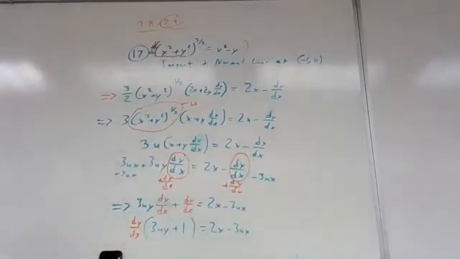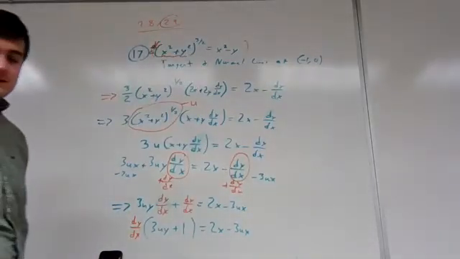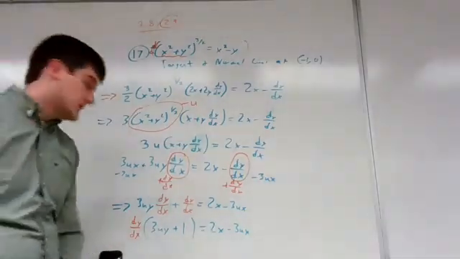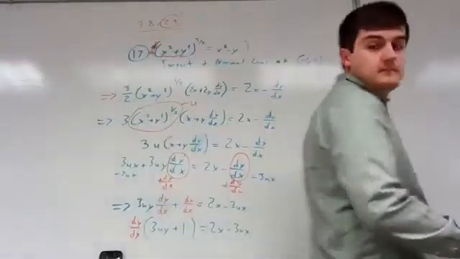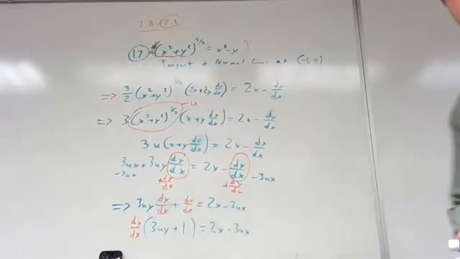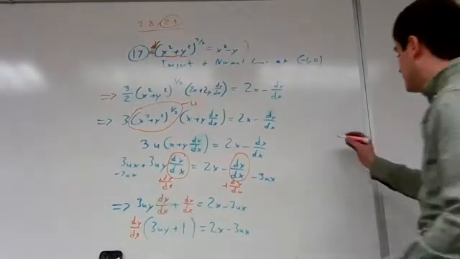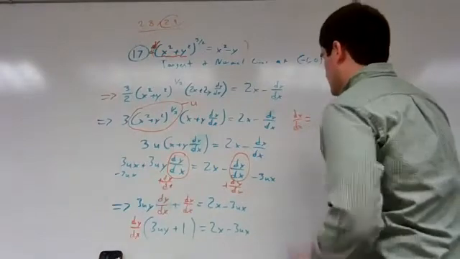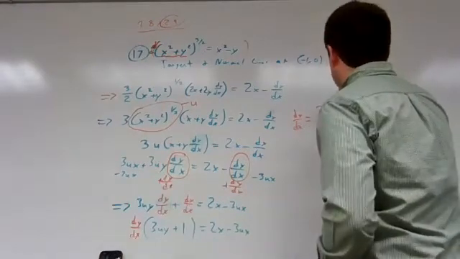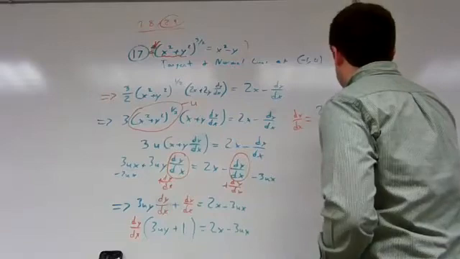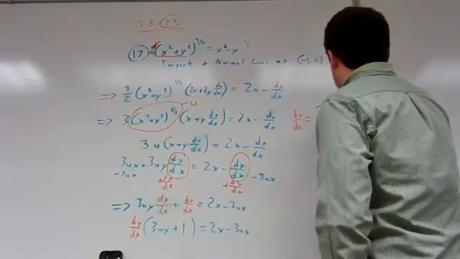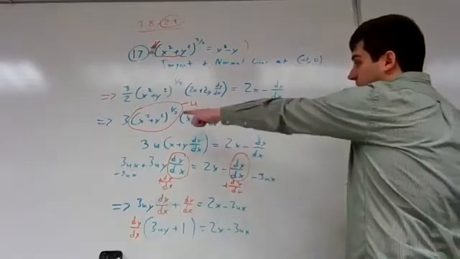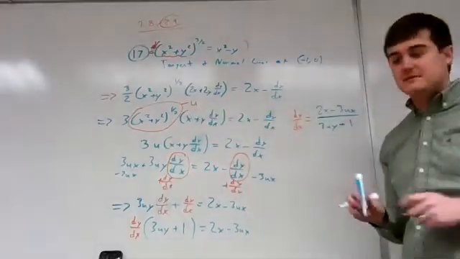Okay. So now what do? Well, just like the other example, I need to take this thing and divide it from both sides. So I'm going to get that dy over dx equals 2x minus 3ux over 3uy plus 1, right? Well, what's u? Well, u is x squared plus y squared to the 1/2.